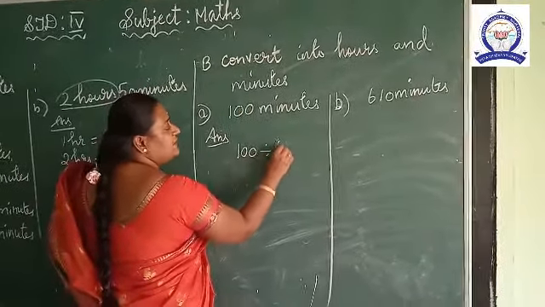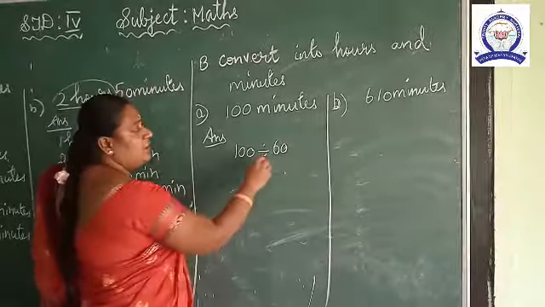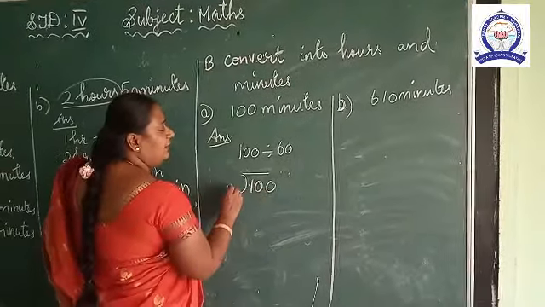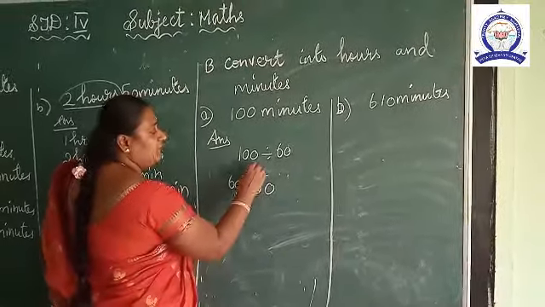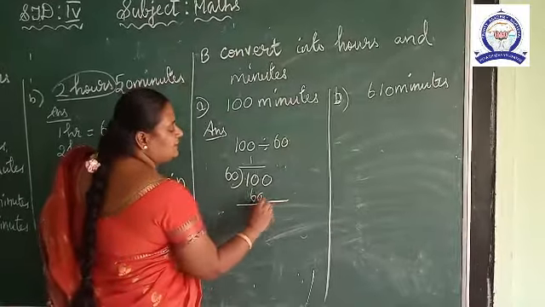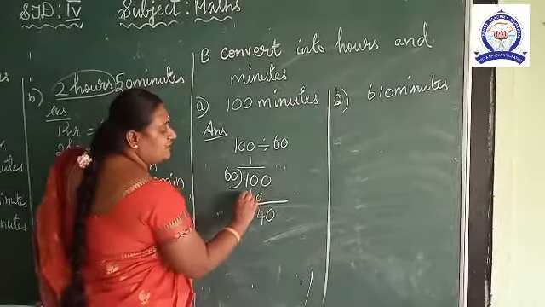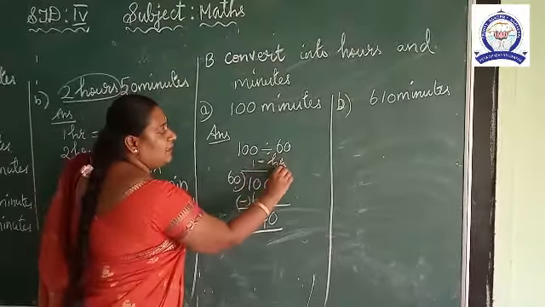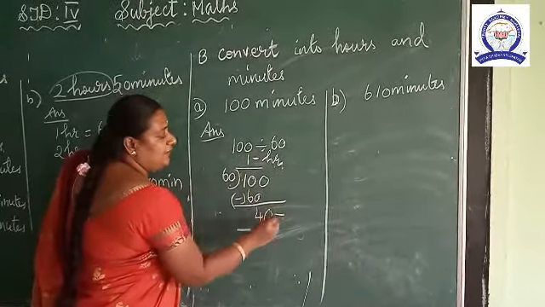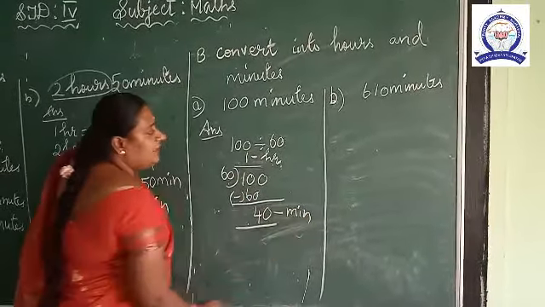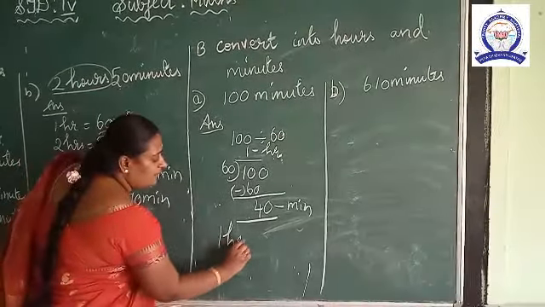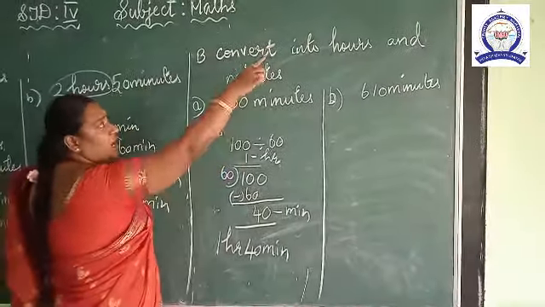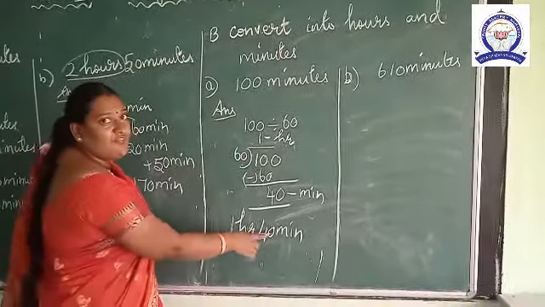100 divided by 60. Okay, because 1 hour equal to 60 minutes, you divide 100. If you divide it by 60, 1 time 60. So subtract: 100 minus 60 is 40. Therefore this is hour, 1 hour. Remainder is minutes. So 1 hour 40 minutes is your answer. So we convert 100 minutes into hours and minutes. That is 1 hour 40 minutes.